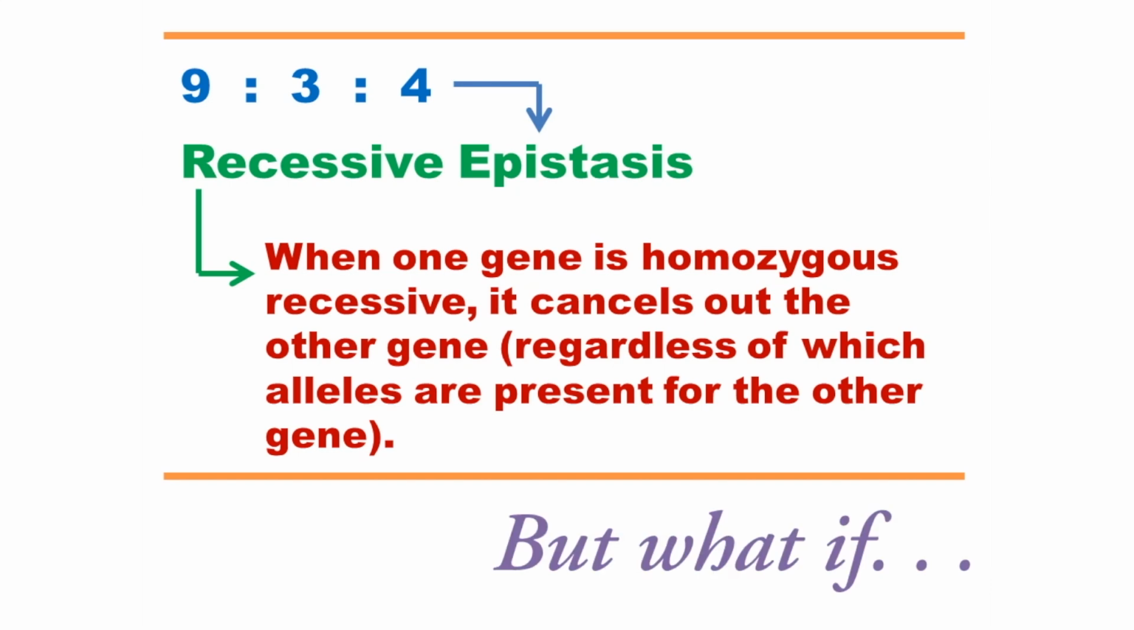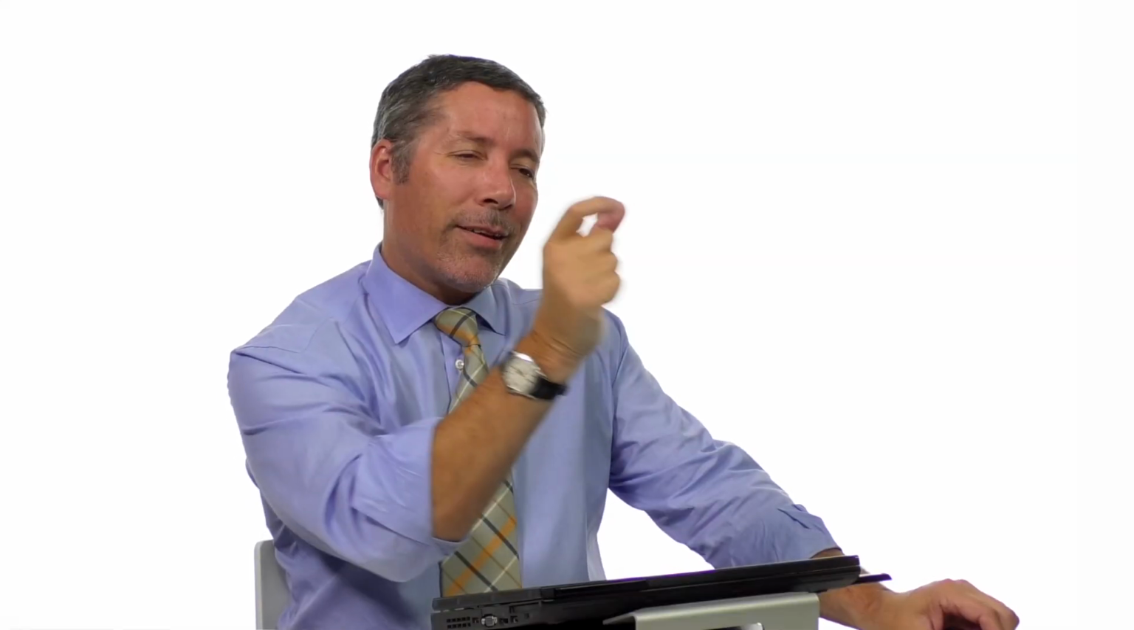Now, what if you had a situation where instead of little a blocking out whatever happened at the other gene, what if for that first gene it was a dominant situation? As long as you had one big A, you were going to knock out what went on with the other one. So we're going to look at that. It's called dominant epistasis, obviously.